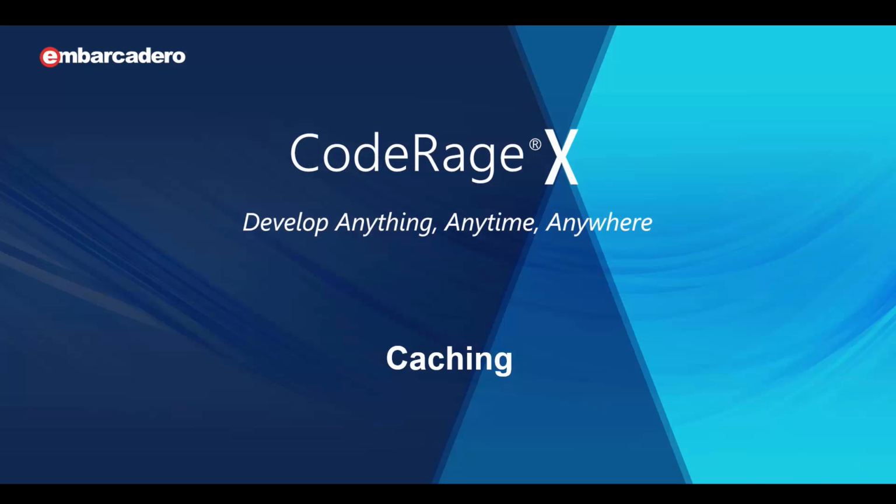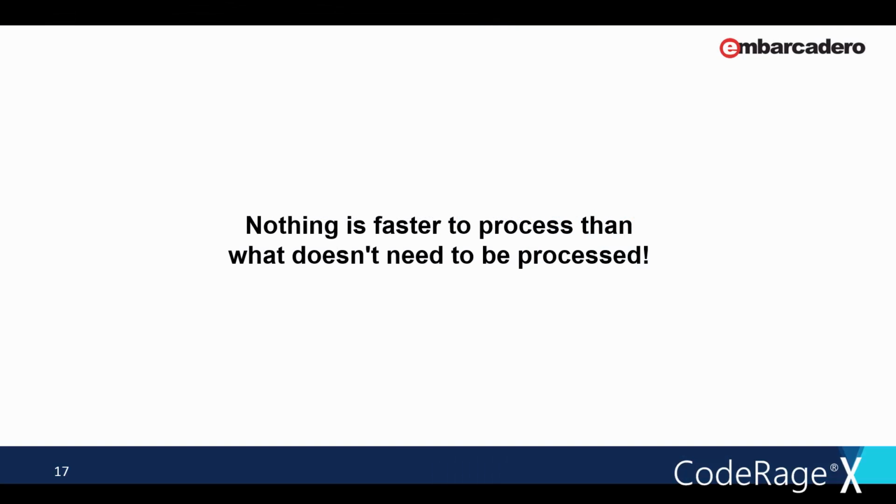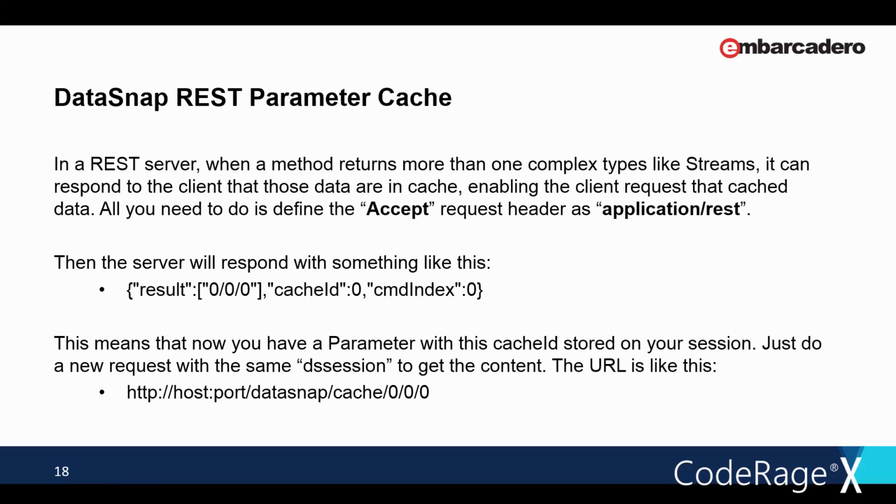Now, talking about caching. Well, think about it. Is there anything faster to process than what doesn't need to be processed? I'm sure there's not. So that's where cache makes sense. And DataSnap has an interesting feature to be used with REST servers, mainly when you're using non-Delphi or C++Builder clients, that is REST parameter caching.